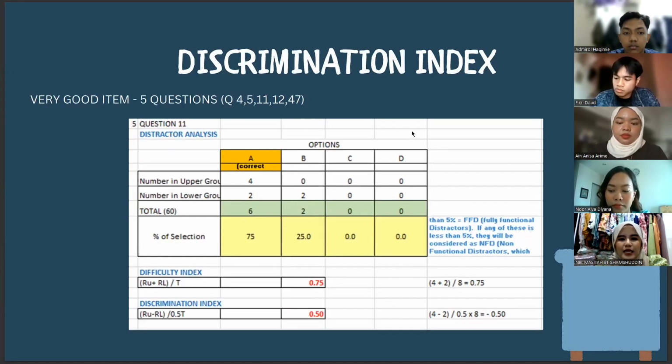Lastly, there are 5 questions under very good items. For example, question number 11, the discrimination index for this question is 0.50. This question is a very good item because the value is between 0.30 and 0.70. That's all from me. Thank you.